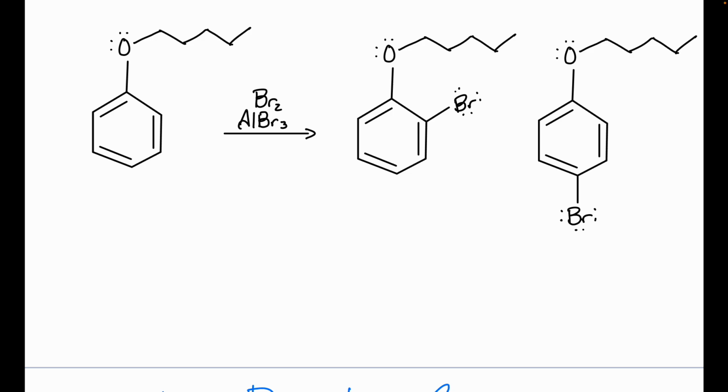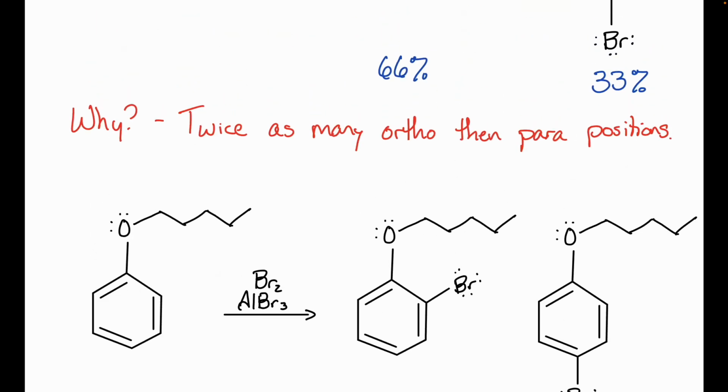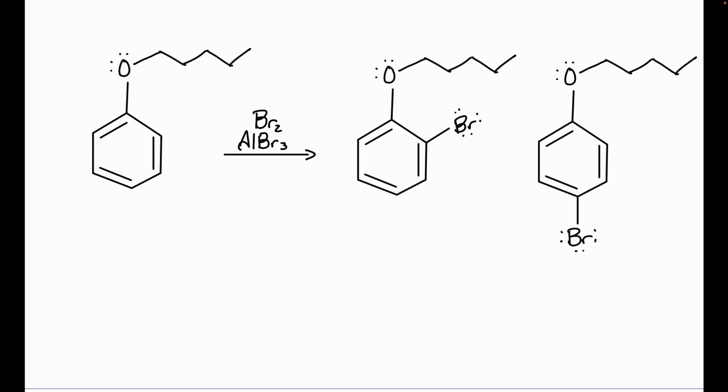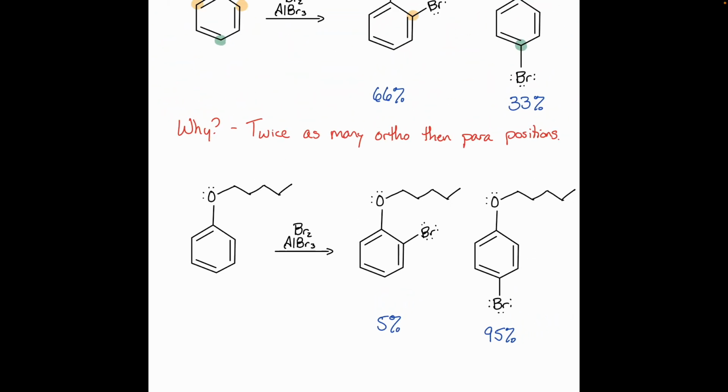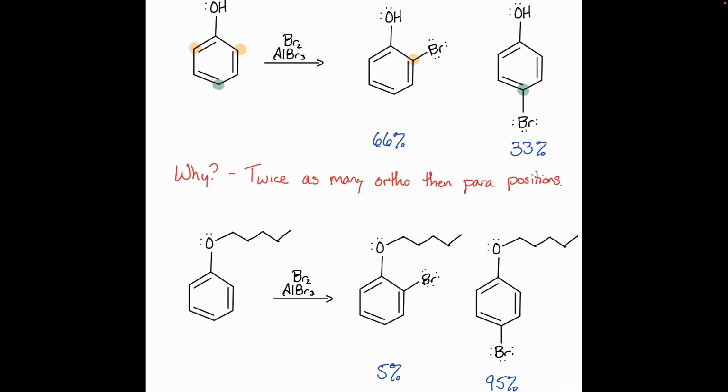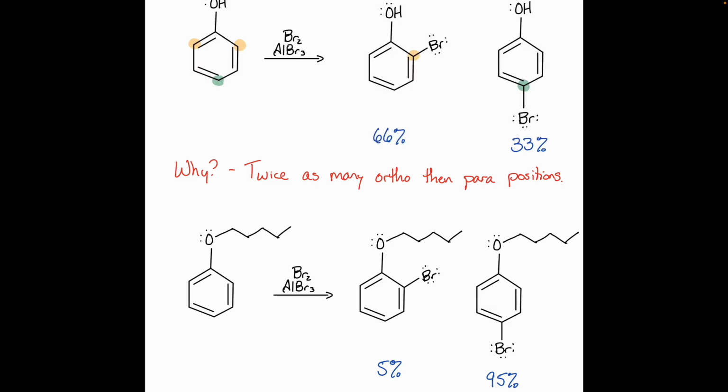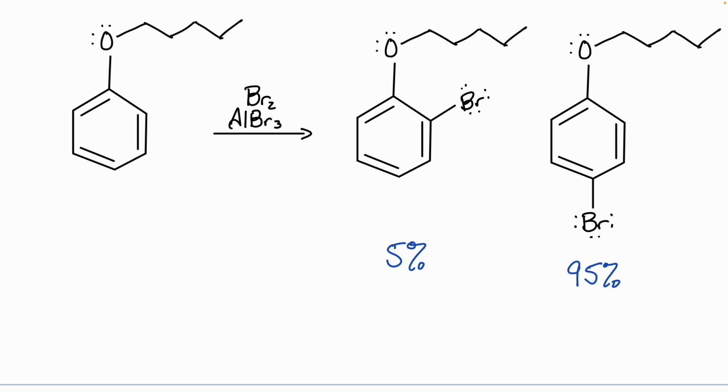All right, but now if I run my sample on my GC to get my product distribution here, I'm going to find that we have something more along the lines of 95% is my para product, and only about 5% is that ortho product. A really dramatic shift from what we saw previously, where the major product was the ortho product. All right? So what's different about this one that will help explain why we got so much less ortho product?